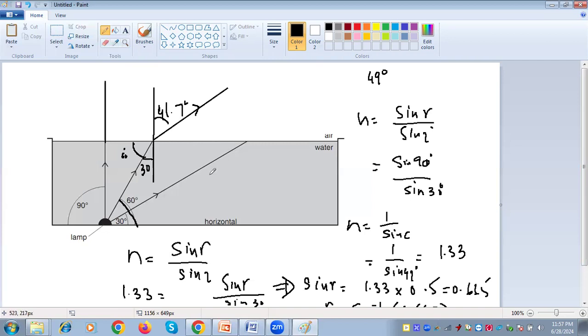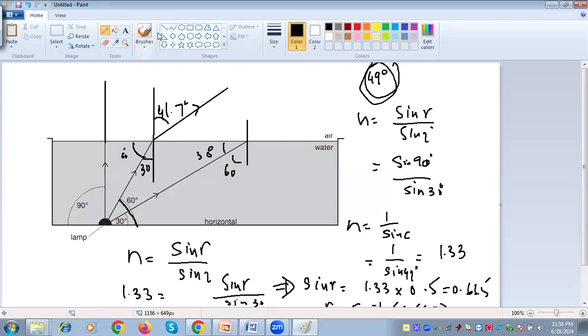Now see the third ray. What is the angle the third ray is making with the horizontal? 30 degrees. Draw the normal at this point. What will be this angle? If this is 30, this is also 30, opposite. So this one will be 90 minus 30, that is 60. More than the critical angle.